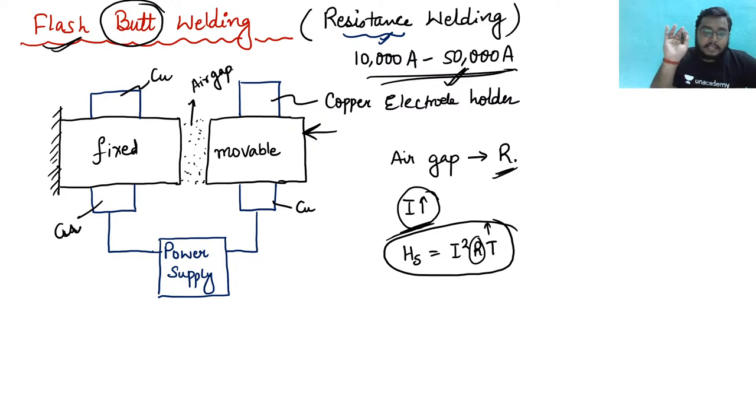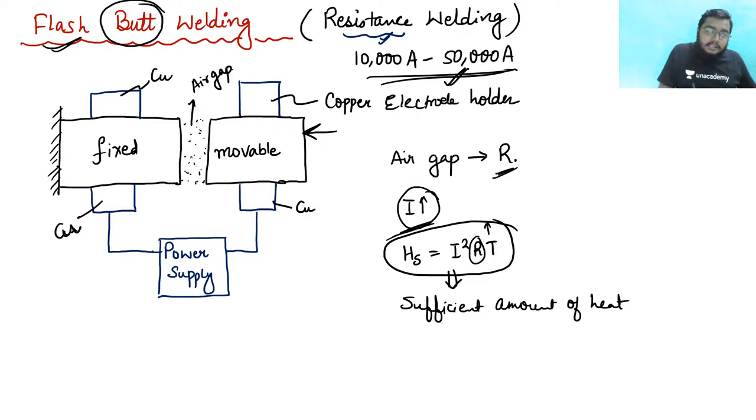Clear? Now see, once the heat is generated, you have actually produced a sufficient amount of heat. At the junction, when a sufficient amount of heat is produced, I am just cutting off the power supply. Remember, everything is the same as the basic principle of resistance welding. So after generating a sufficient amount of heat, I am cutting off the power supply, and when the power supply is cut off, I apply external pressure, and by applying the external pressure, I get the joint.